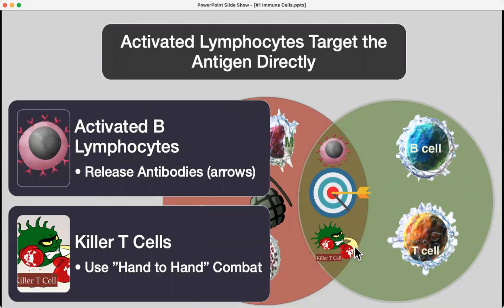Activated lymphocytes target the antigen directly. Activated B lymphocytes do it through arrows, through their antibodies, whereas killer T cells are doing their work hand-to-hand combat.